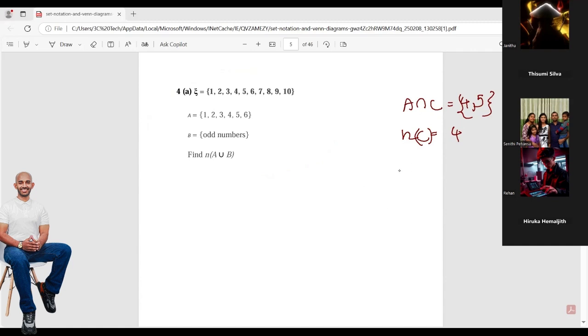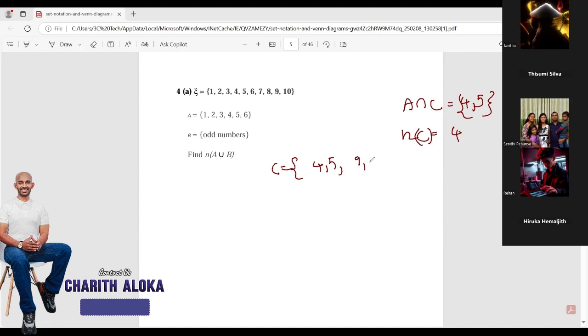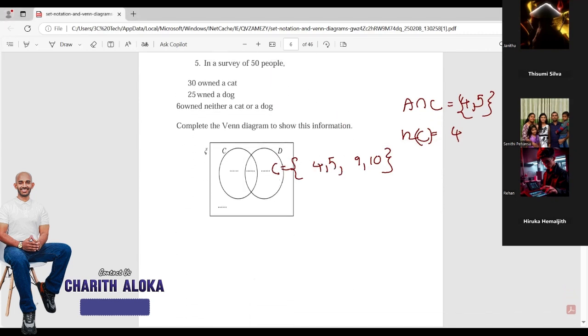How to get that? C should contain 4 and 5. Can you tell me anything? One more element. So you can get C as 4, 5, 9, 10. Right. Now look at this one, the fifth question.